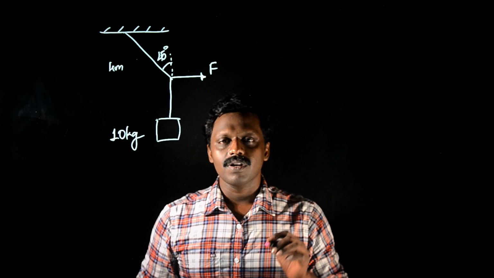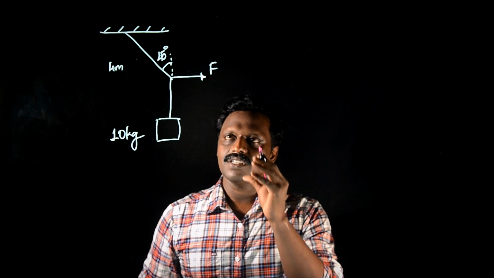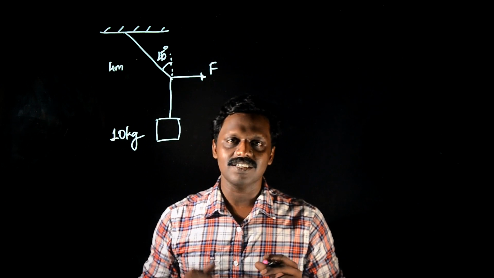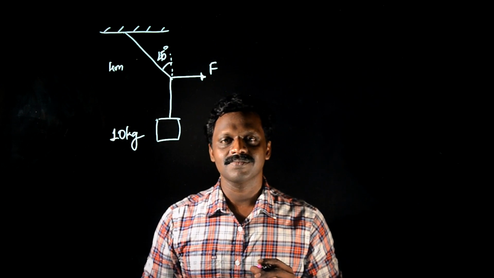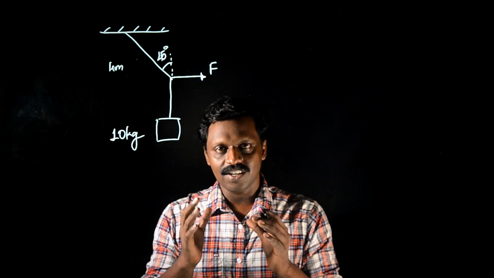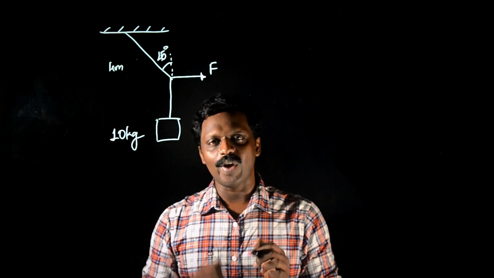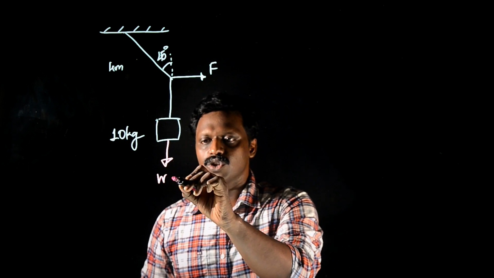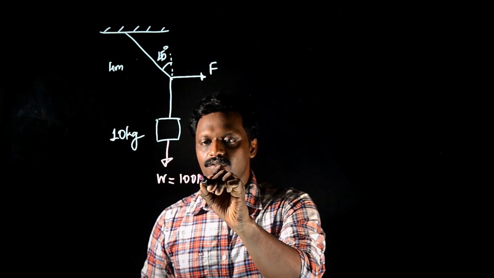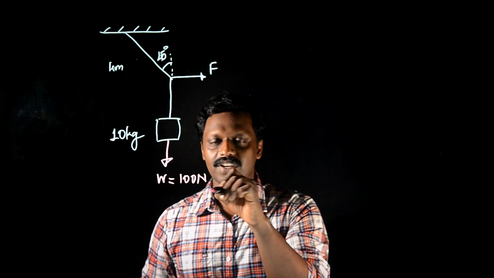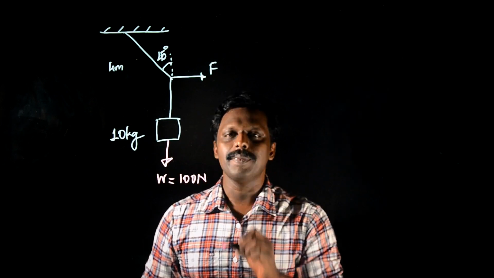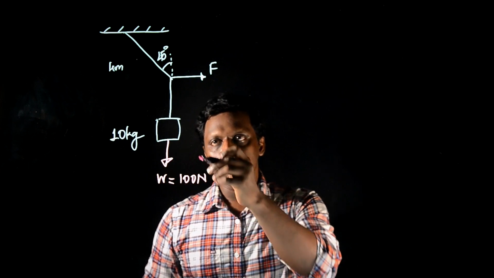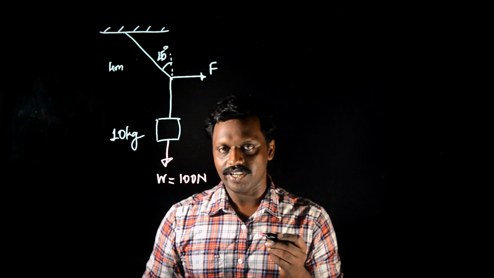Now, we can easily calculate the value of F by the concept of equilibrium and the concept of vectors. A string is under tension due to the weight of the body, which is due to gravity. So the weight is 100 Newton, which is mass times acceleration due to gravity, which we have taken as 10 meter per second square. So 100 Newton is the weight of the body. So due to that, a tension develops in the string.